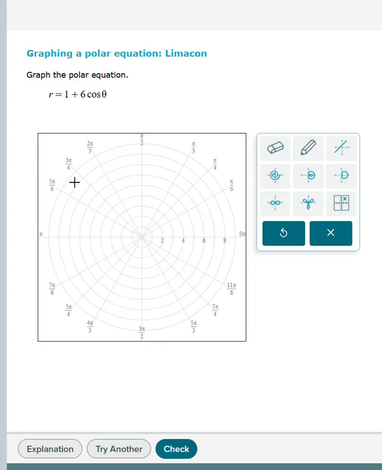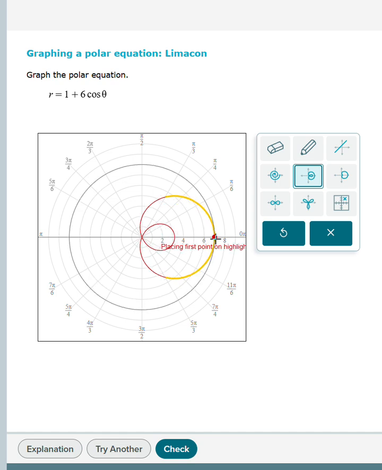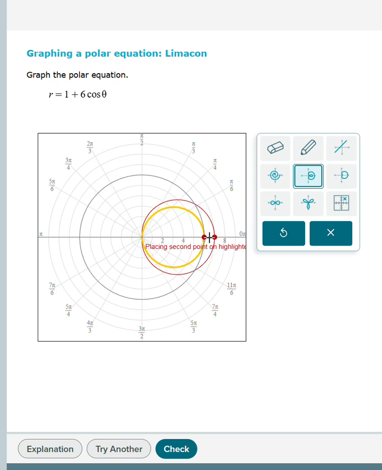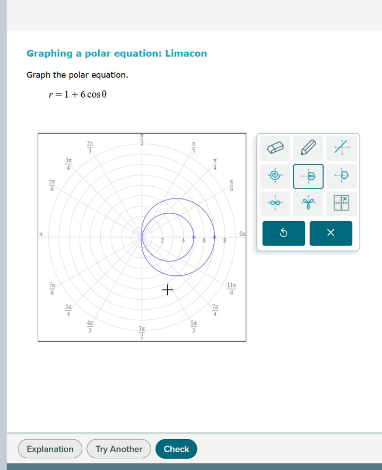Oh, okay, so this would be 1 plus 6 cosine theta. This would be a limacon with a loop. I know that because A is smaller than B. So I would choose this. And then I would go out on the cosine, so the positive cosine x graph. And then I could go out to 1 plus 6, 7, and put a point. And then my second point could be at 6 minus 1, 5. So it's got a nice big loop there, and it looks like that.